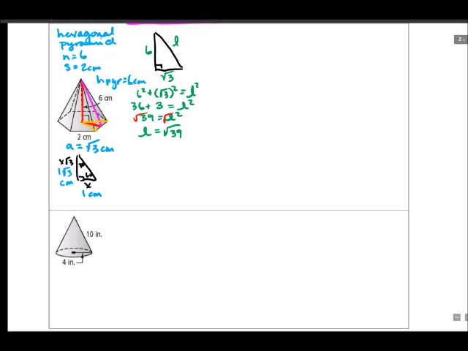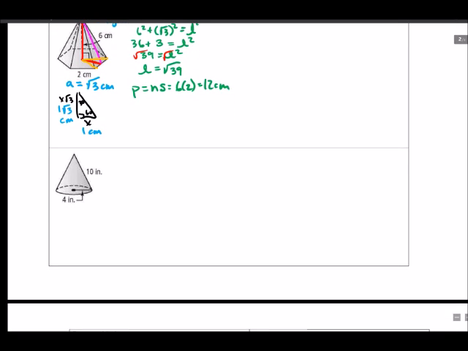And I am going to leave that in square root form just to make it easier to deal with in my calculator. This is going to let me find my perimeter. The perimeter of my base is just n times s, which is 6 times 2. My perimeter is 12 centimeters. And now the slant height lets us find lateral area.